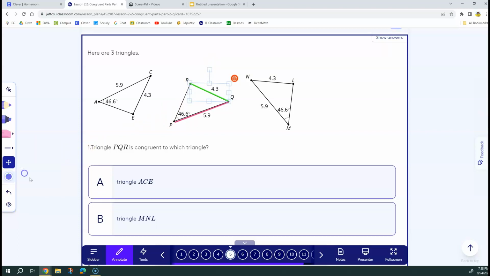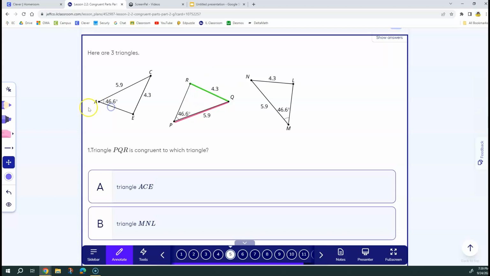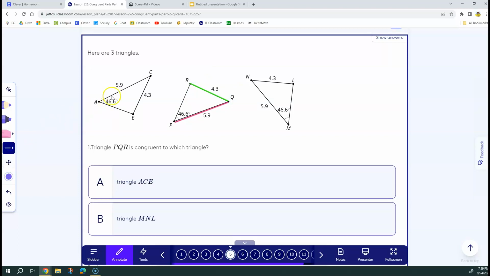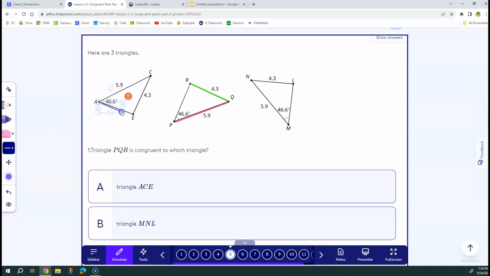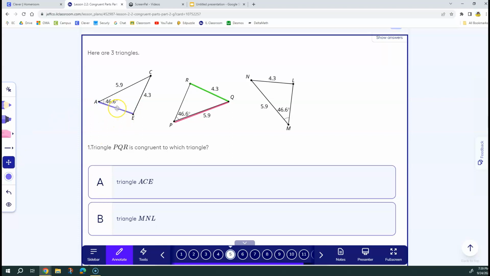The third side does not have a length given. So for this one, it would be A to E. Oops. Line tool, hello. Like I said, it would be wicked awesome if the tools worked the way they were supposed to.